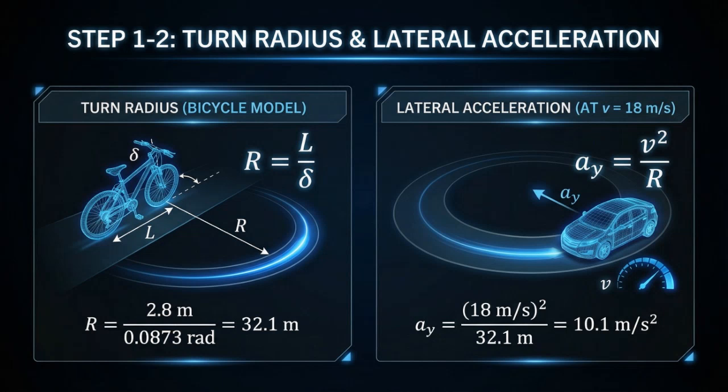Using the bicycle model, the turn radius is computed as wheelbase divided by steering angle, that is, R equals L over delta, giving a turn radius of 32.1 meters. Next, lateral acceleration is calculated from longitudinal speed squared divided by turn radius, resulting in 10.1 meters per second squared. This shows how steering geometry directly sets the curvature of the path and the lateral acceleration the vehicle must generate during the turn.